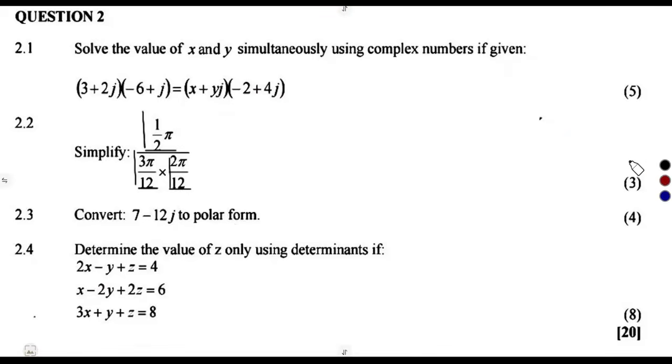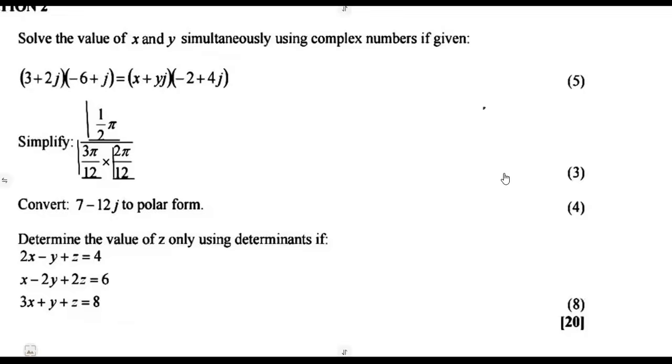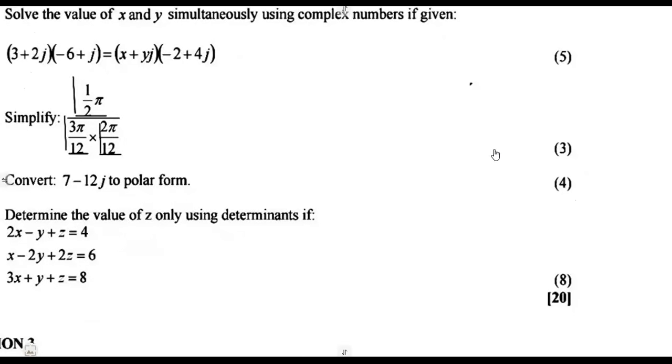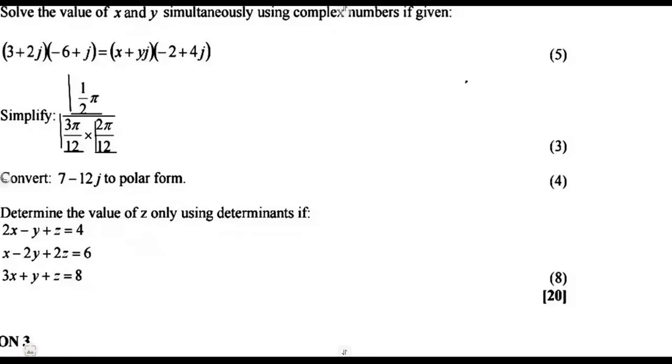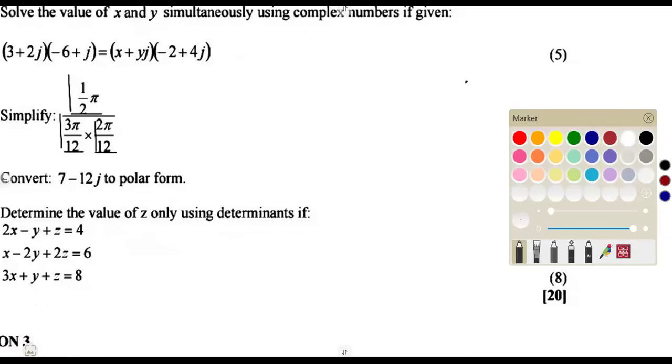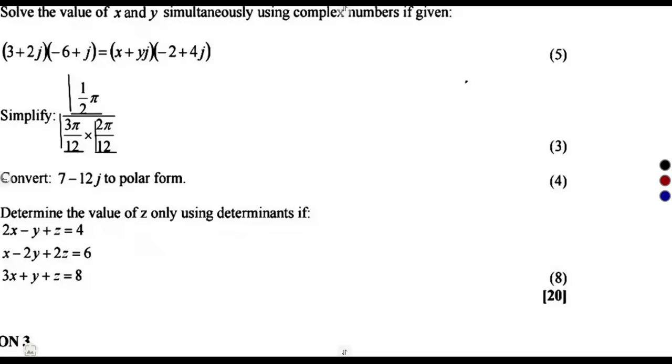On question 2, we are given: solve for the value of x and y simultaneously using the complex numbers if given. Just for the sake of not making mistakes in rewriting, I'm just going to use this space here. Sorry for that. Let me just try.